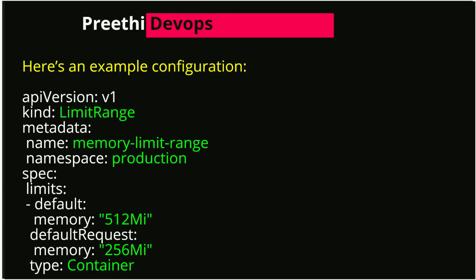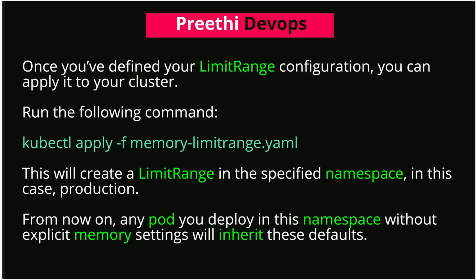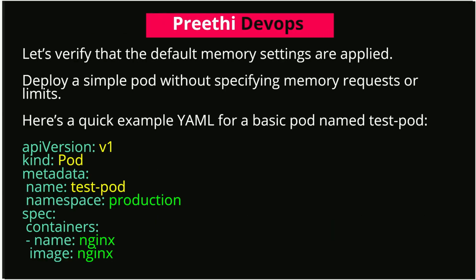Here's an example configuration. In this example, every new container in the production namespace will have a default memory request of 256 Mi and a limit of 512 Mi. So if a container doesn't specify memory values in its pod spec, Kubernetes will apply these default values automatically. Once you've defined your limit range configuration, you can apply it to your cluster. Run the following command. This will create a limit range in the specified namespace, in this case, production. From now on, any pod you deploy in this namespace without explicit memory settings will inherit these defaults.